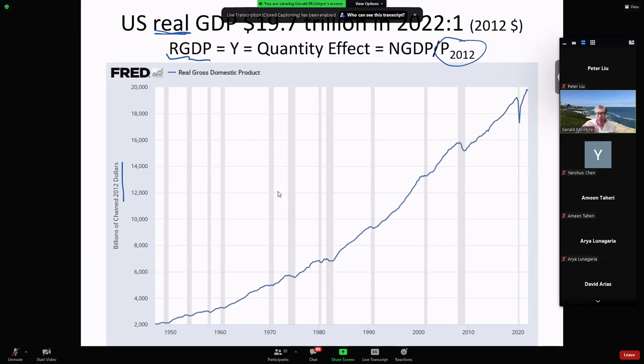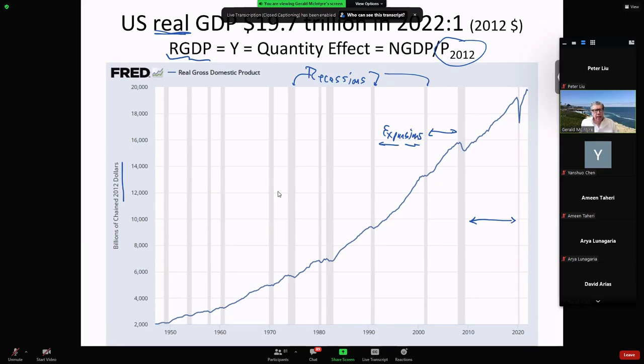And you can see happily, again, you can see the recessions. Here they are, and the expansions here, and here's another one. And here's the longest one, and so on.